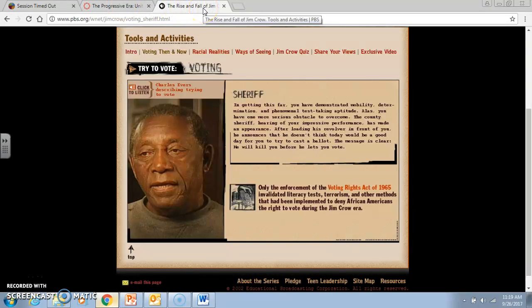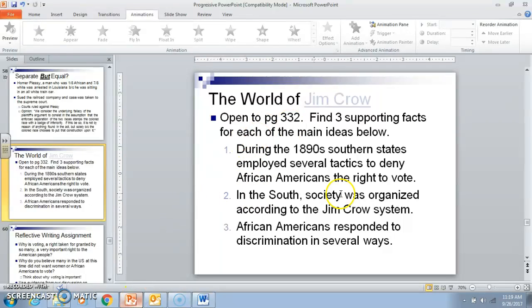But come back tomorrow. And if you need to finish up that worksheet, we'll go over the rest of the worksheet on the main ideas portion. We'll go over the rest of these questions about the Jim Crow system and also the responding to discrimination from African Americans. We'll go over those two questions tomorrow. Look at those main ideas, or at least the evidence from those main ideas.